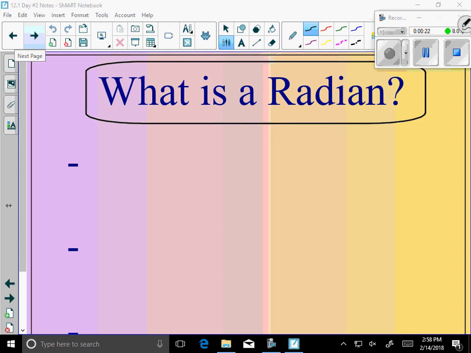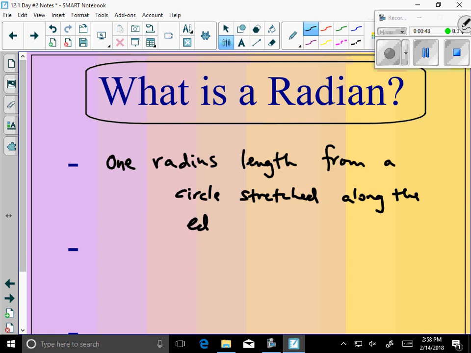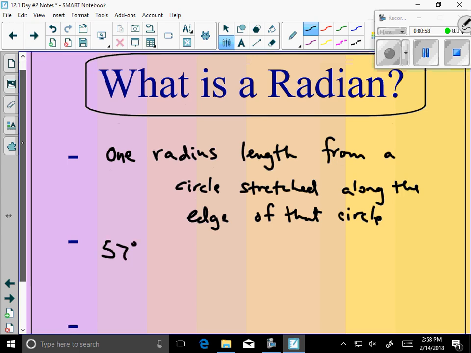So a radian is one radius length from a circle stretched along the edge of that circle. It's about 57 degrees, and I'm not quite sure what we meant by this third bullet point, but I do want to sketch one.